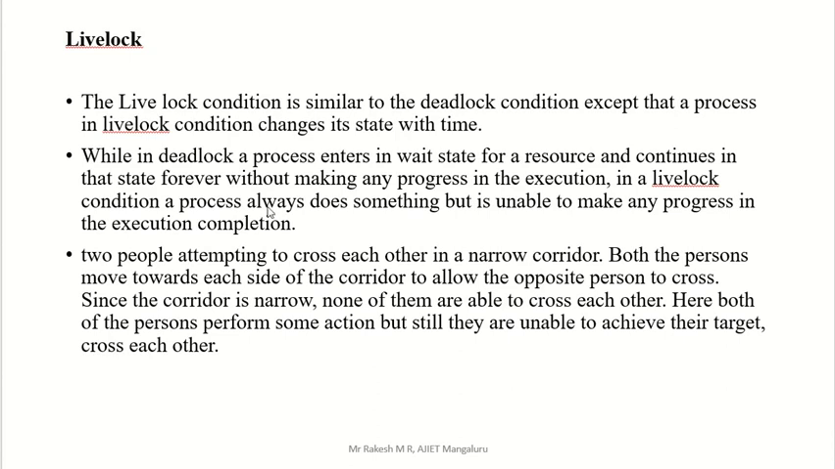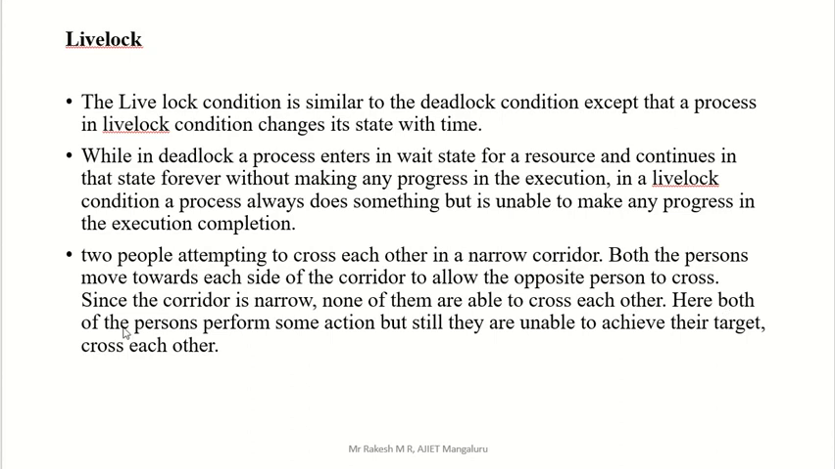Here, the process always does something, but is unable to complete its execution. So that is the condition of livelock. We can go for one example. Two people are attempting to cross each other in a narrow corridor. Both persons move towards each side of the corridor to allow the opposite person to cross. Since the corridor is very narrow, none of them are able to cross each other.